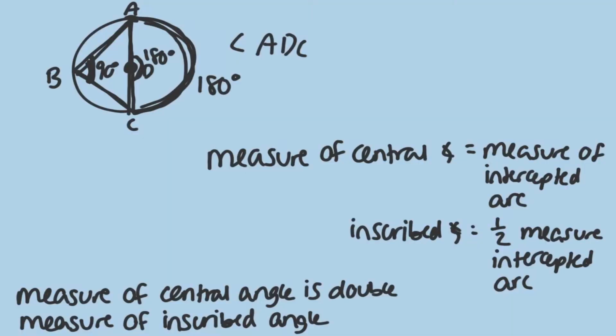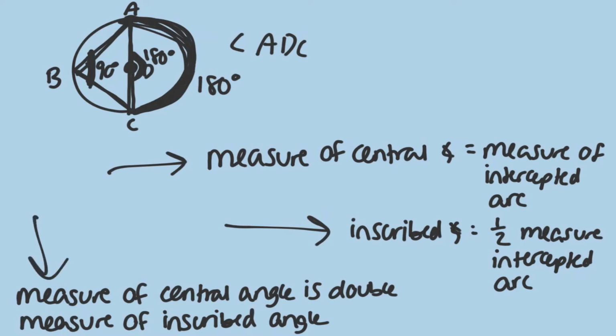So there are a few important relationships to notice here. One is that the measure of the central angle is equal to the measure of the intercepted arc. So this measure was equal to this measure. Also, the measure of an inscribed angle is equal to half the measure of the intercepted arc. So this angle was half the measure of this arc. And if you put those together, the measure of the central angle is double the measure of the inscribed angle if they open up to the same arc.